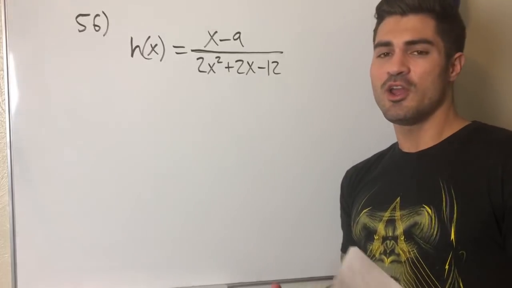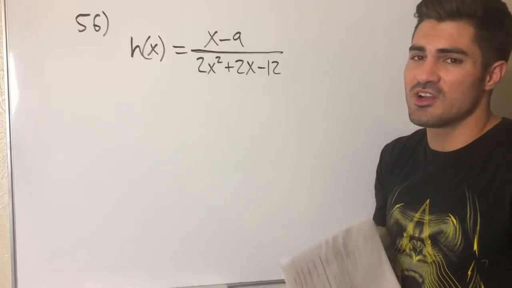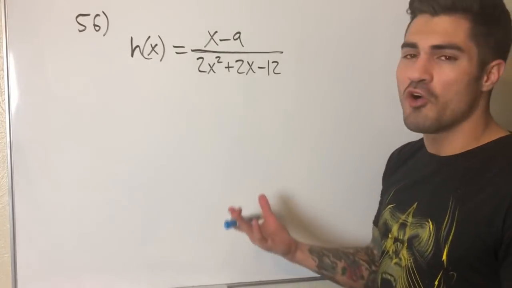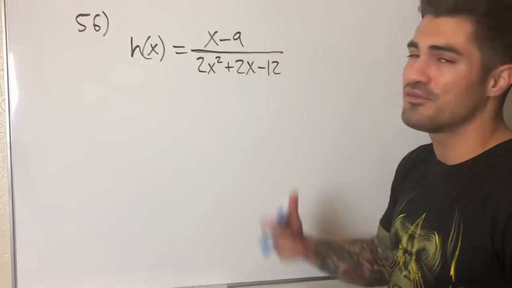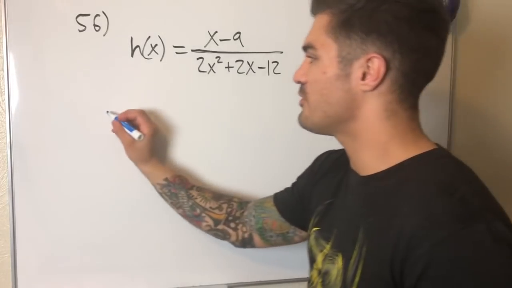And then it's either a hole or an asymptote, okay? So really what we want to do is set this denominator equal to 0 and solve for x. And in order to do that, we have to fully factor the denominator. So I'm going to go ahead and start factoring. I'm actually just going to rewrite this whole thing.